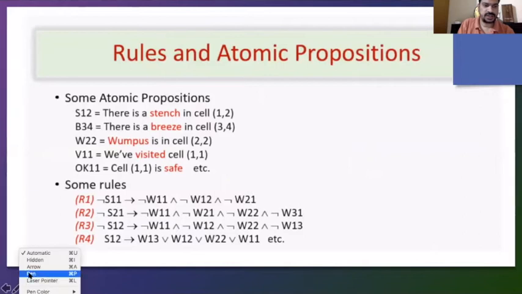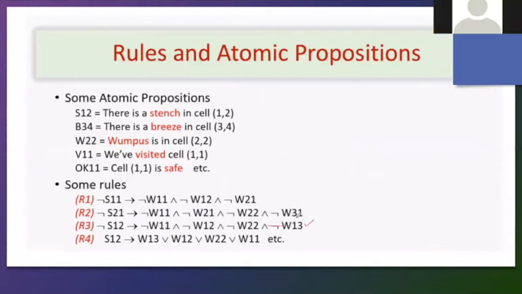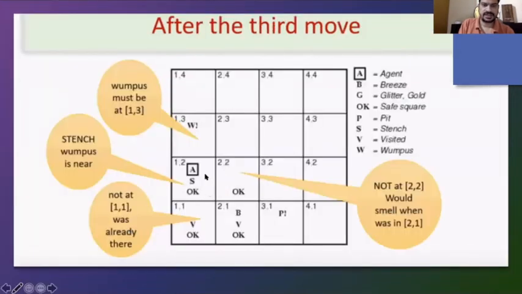What is the third rule? The third rule says that there is no stench in 1-2. Why? Because there is no Wumpus in its surrounding. In the same way, the last one says that there is a stench in 1-2. So this is the opposite of the rule. Let's say the stench is in 1-2. Now here we have two rules. One rule says that there is a stench. Another rule says that there is no stench.